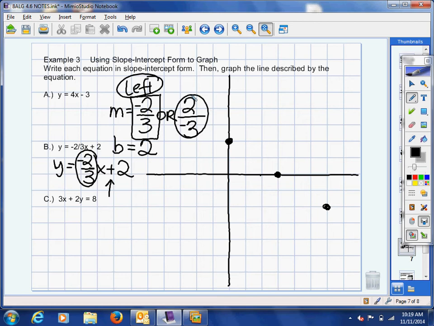Now I'm going to crisscross into some of my writing, but that's okay. I just want to show you what it looks like. Go up 2, left 3. And mark it. And see, it still lies on that line. And it's leaning to the left.